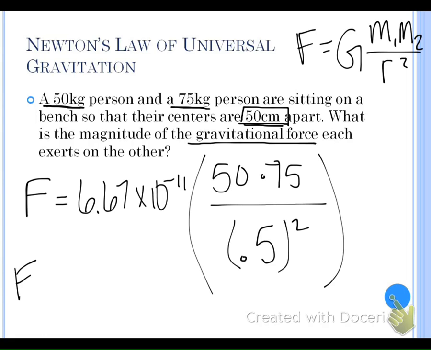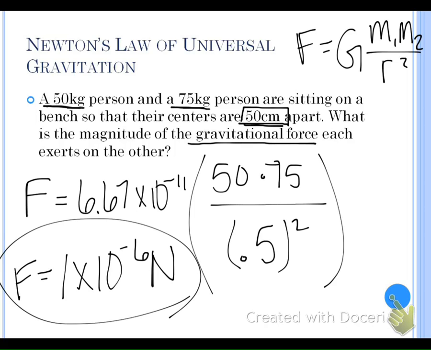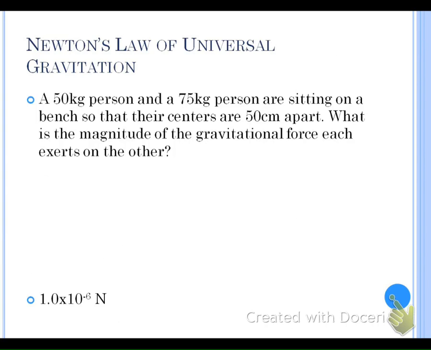Okay, so our force, gravitational force, or just F here, is 1 times 10 to the negative 6. What's our units for force? Newtons. Okay, the units that go with G kind of cancel out all of our other units to make it a Newton. What did you get? 1 times 10 to the negative 6. Yeah, that's right.